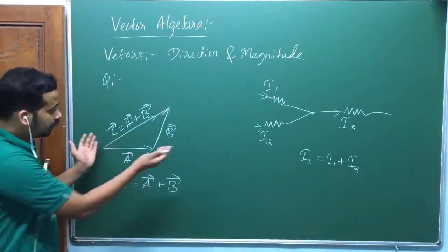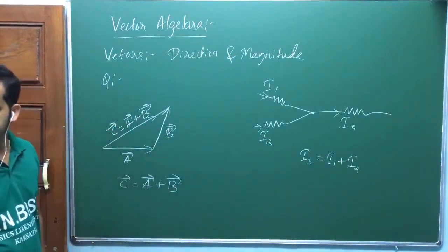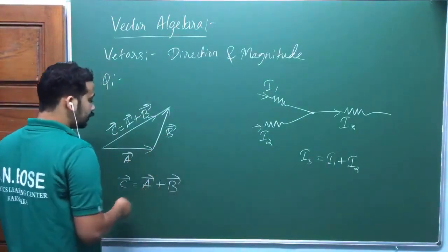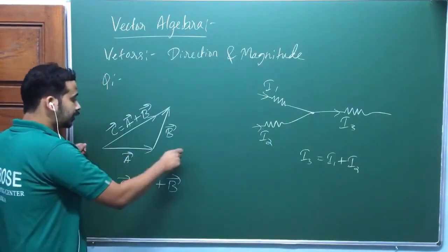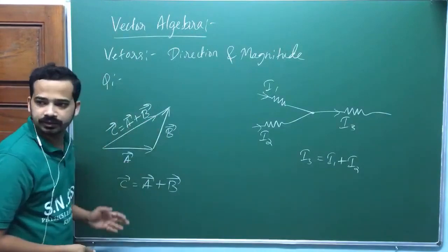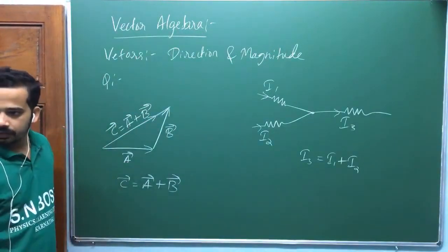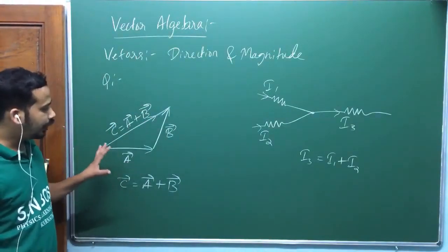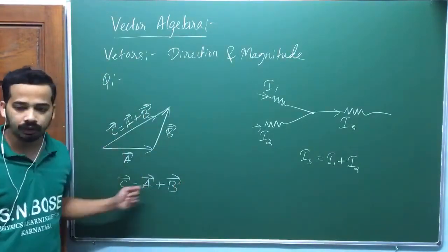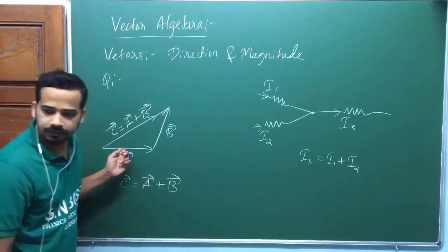Not only that, it depends on the orientation also, isn't it? If you change the magnitude, look at here, one more thing you need to observe. If you change the magnitude of A or magnitude of B, this C orientation also changes, isn't it? So vectors are the quantity which follow this kind of rule. Again, while adding that one, we should follow some rules. So this is one of the rules.